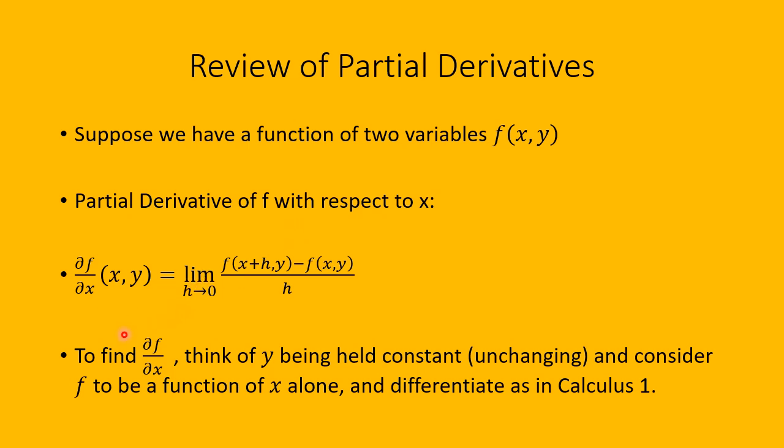To find the partial derivative of f with respect to x, we'll think of y as being held constant or unchanging and consider f to be a function of x alone and differentiate it, as in Calculus 1, as if it were just a function of one variable.